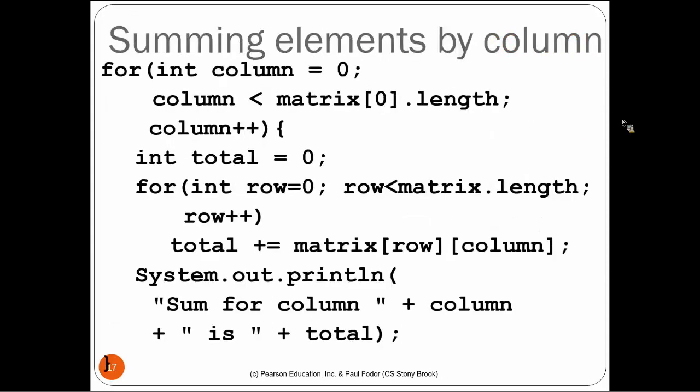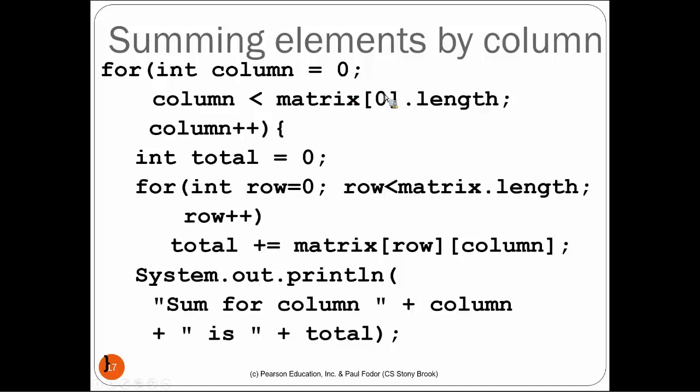Okay. Next, for summing the elements by column. Instead of summing the entire matrix, we want to iterate over the columns and for every row select the element from that column and add it to the total and print the total for every column. So basically for this, we need two loops in all cases.